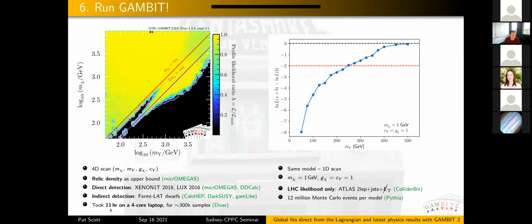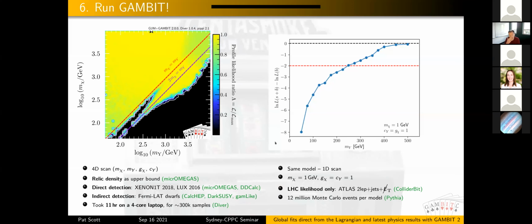So this took 11 hours on a 4-core laptop, and it came out with about 300,000 samples of different parameter values before it was converged. One thing you'll notice is that this example doesn't include the collider physics. That's basically because if you want to do explicit Monte Carlo of this theory, it's going to take an awful lot longer than that.